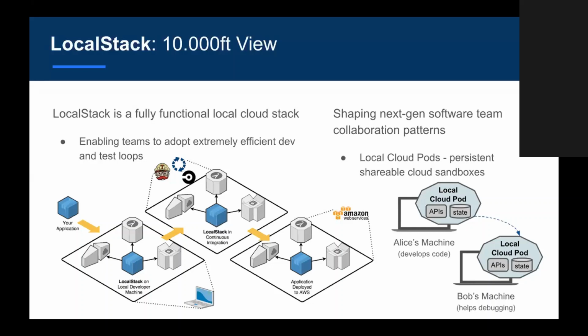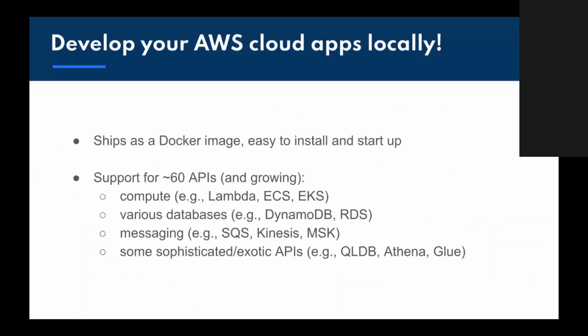What we're focusing more and more on now is also more advanced collaboration patterns, where there are persistence mechanisms that we offer that really let you do collaborative debugging on the same application state with other colleagues that you may have. As I said, LocalStack really ships as a very simple, easy Docker container. We support over 60 APIs now. Everything from compute to various databases, messaging like SQS, Kinesis, and so on, and also some more exotic APIs, like QLDB, Athena, Glue, and many more.